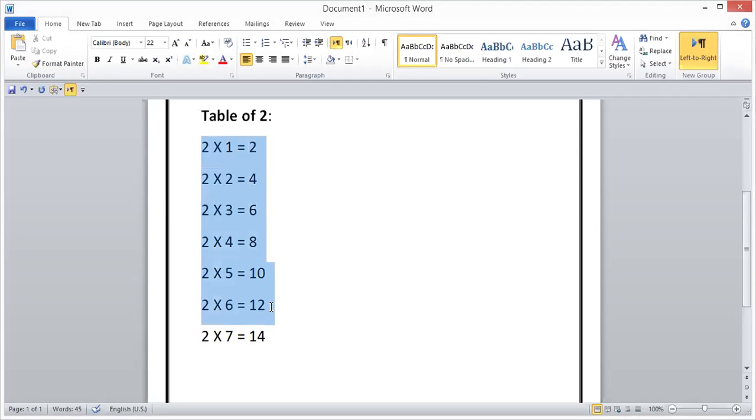So now you have to revise from 1 to 7. 1 times 2 equals 2. 2 times 2 equals 4. 3 times 2 equals 6. 4 times 2 equals 8. 5 times 2 equals 10. 6 times 2 equals 12. And 7 times 2 equals 14.